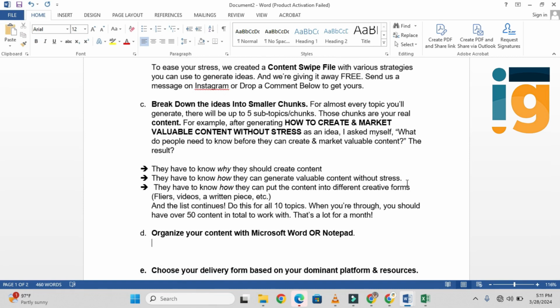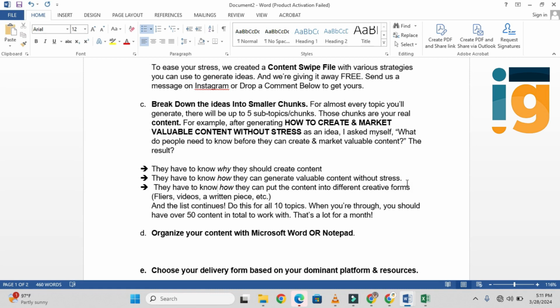The next thing you want to do after you have gotten your content out of the ideas, after you have broken it into smaller chunks, is to organize your content using Microsoft Word or your notepad, all of those ideas like this. After we broke it down into pieces, we carried it one after the other and put it into a Word document. For example, we put number 1, why you should create valuable content for your brand, and then number 2, how you can generate valuable content with less stress.